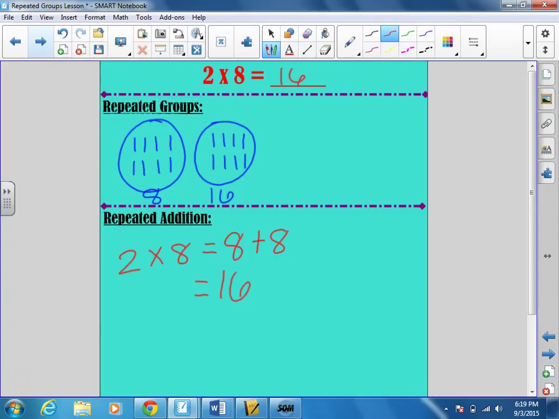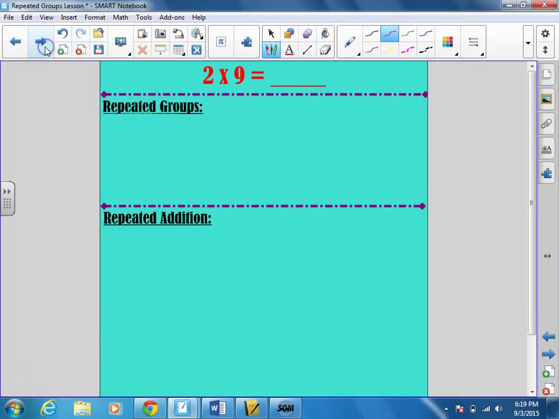Let's try another example. We now have 2 times 9. Again, we use our first factor to determine how many groups we'll be repeating. We use the second factor to determine how many should be inside each group. 1, 2, 3, 4, 5, 6, 7, 8, 9.